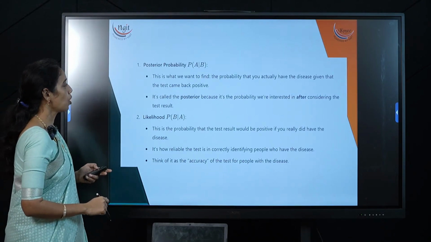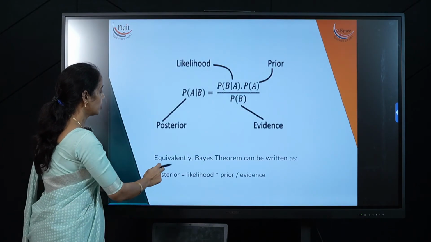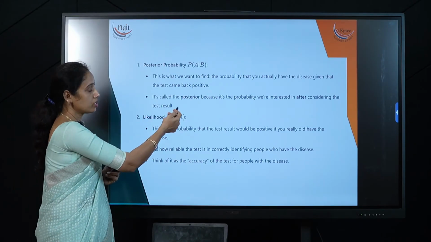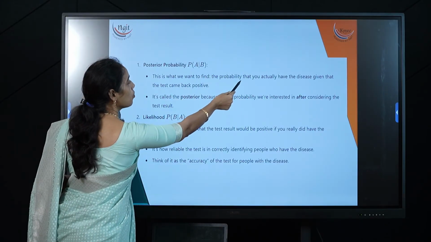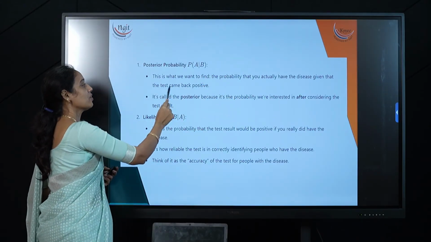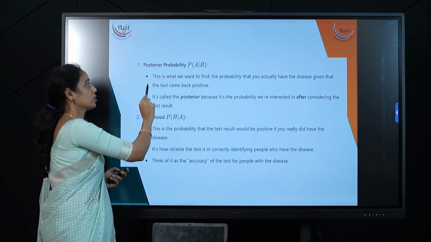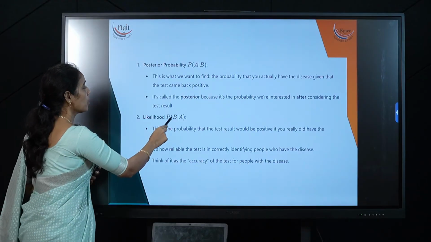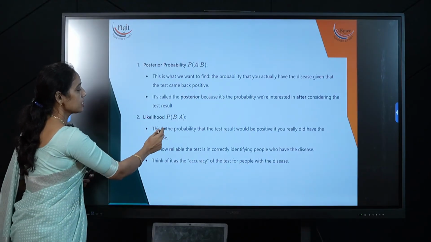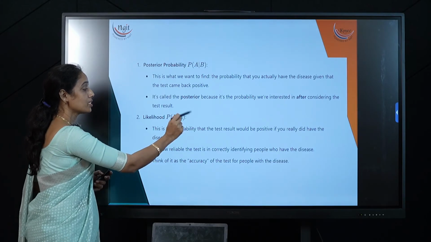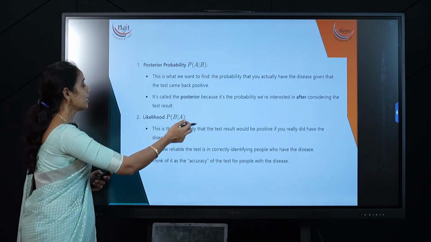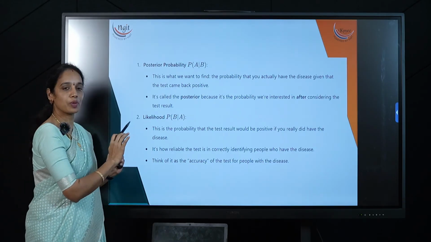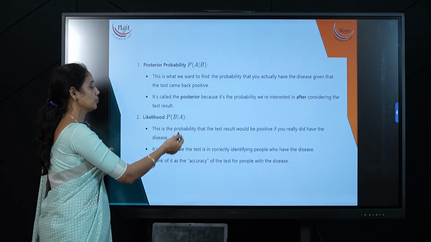Now, the very first thing we need to find out is the posterior probability. Posterior is what we have to find out: the probability that you actually have the disease given that the test came back positive. That is the posterior probability. Then likelihood, that is the probability of B given A. Here this is the probability that the test result would be positive if you really did have the disease. So, this is how reliable the test is in correctly identifying people who have the disease. This is the likelihood.